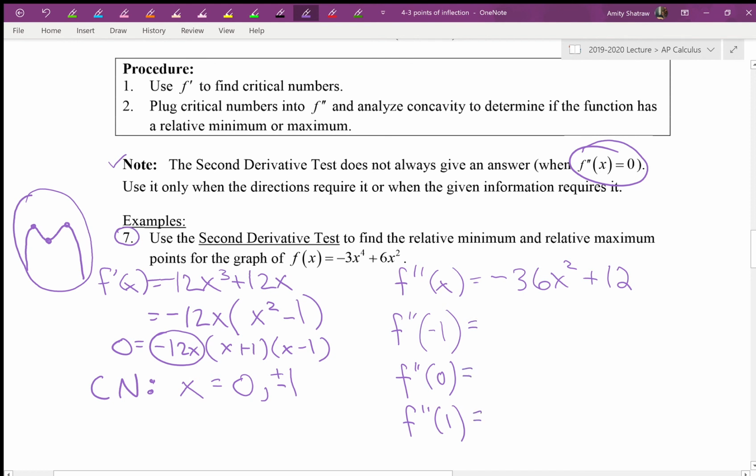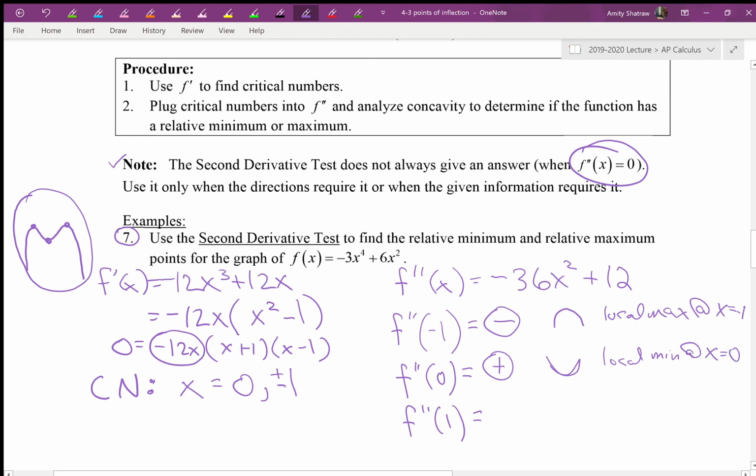And again, these numbers are small and they're easy, and so this is why I would use this tactic here. So negative 1, I get a positive 1, negative 36 plus 12 is going to be a negative number. Okay, so that means that my graph is concave down, and I can with confidence say that I have a local max at x equals negative 1. Okay, here I'm going to plug in a 0, and then I get positive 12. So that's positive, which means that it's concave up, and I can say with confidence that I have a local min at x equals 0.